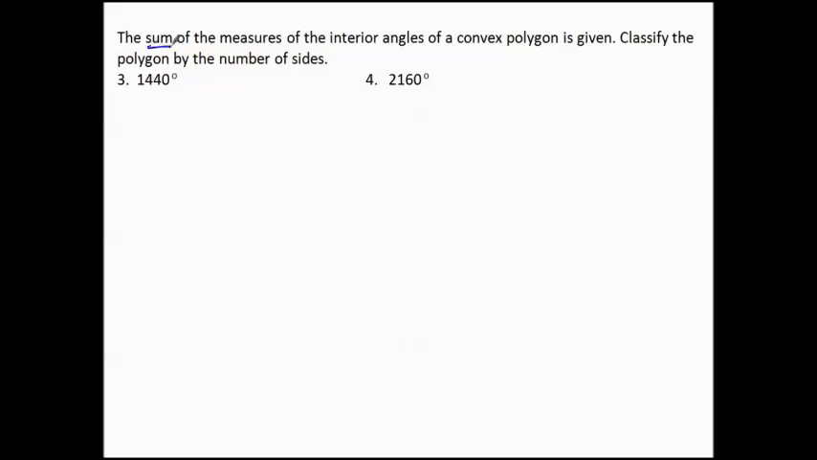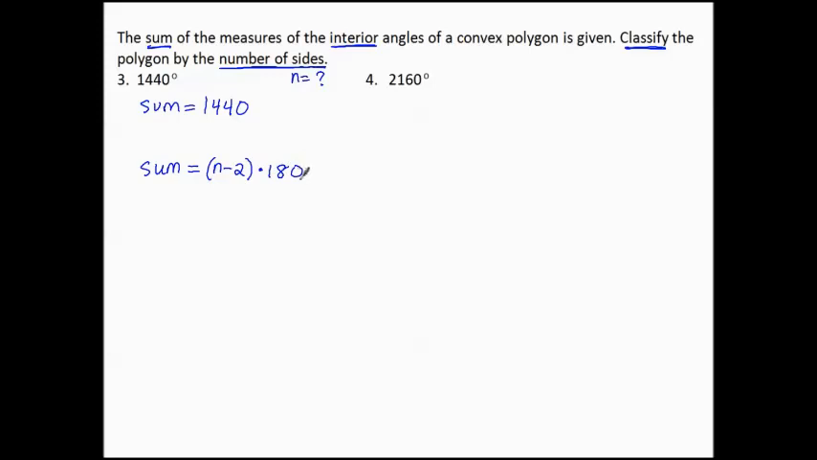The sum of the measures of the interior angles of a convex polygon is given. Classify the polygon by the number of sides. Notice the words that I've highlighted here. We're given the sum. The sum that we're given in number 3 is 1,440 degrees. We have to work backwards this time. We don't know how many sides there are. The number of sides, n equals, I don't know. Well, remember our Polygon interior angle theorem. The sum equals n minus 2 times 180.